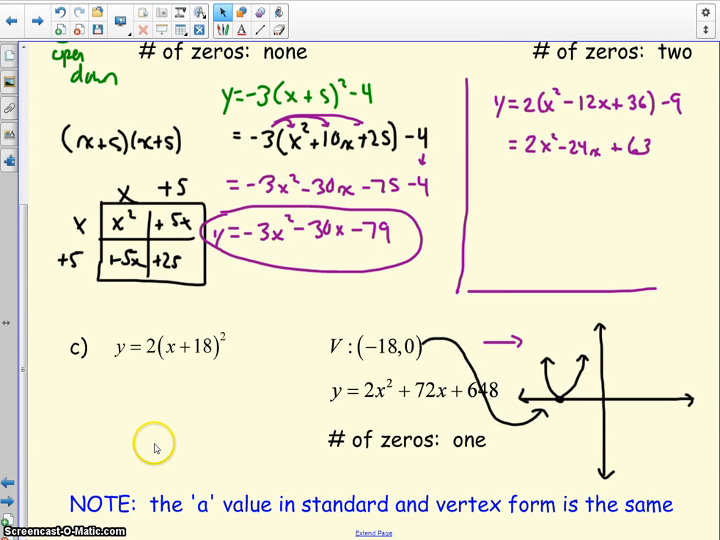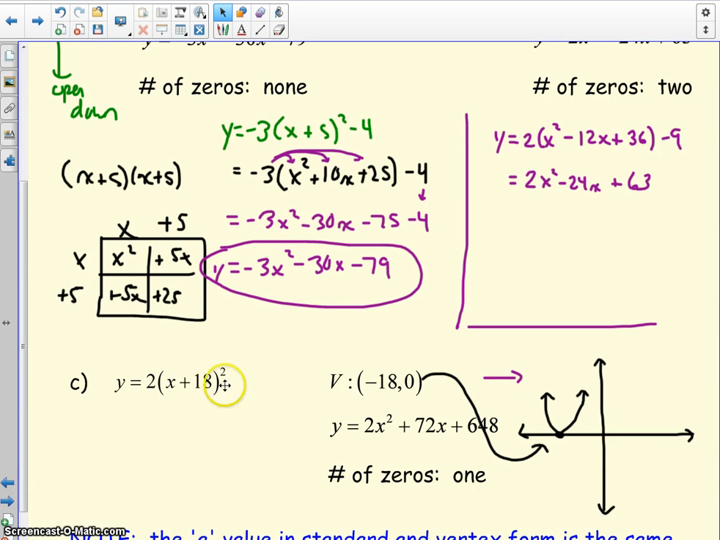For the last one here, this one can be a little bit tricky, only because it doesn't necessarily look as much like vertex form as some of the other ones because there's no k value here, right? It just means the k value is 0. We wouldn't write in a plus 0 here because it doesn't actually change the equation. So the vertex here is at negative 18, 0. So your vertex is on the x-axis. So if your vertex is on the x-axis, it doesn't matter whether we open up or down. This one opens up, but either way, it's only going to have one x-intercept. The x-intercept occurs at the vertex, negative 18. Okay, so one x-intercept for this one, and if you do the expanding and simplifying, you should wind up with 2x squared plus 72x plus 648.